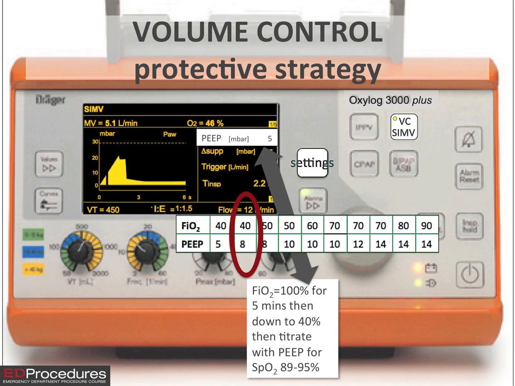O2 and 8 of PEEP. If that still doesn't cut it, increase the FiO2 to 50% while the PEEP remains on 8, and so on until you get the sats that you want.